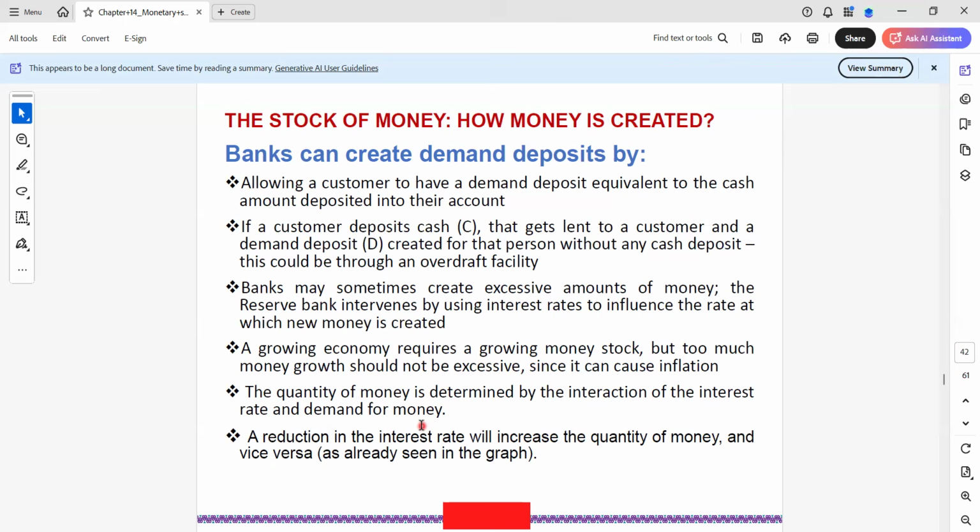A reduction in the interest rate will increase the quantity of money and vice versa. If the interest rate decreases, the quantity of money will increase. So the money that you're willing to hold will increase if the interest rate decreases. But if the interest rate increases, the quantity of money that people are willing and able to hold will decrease, because now they'll prefer to save that money, to invest it, because interest rates are high.